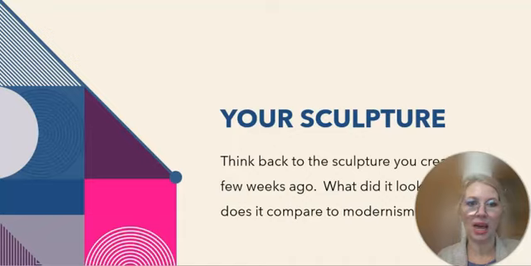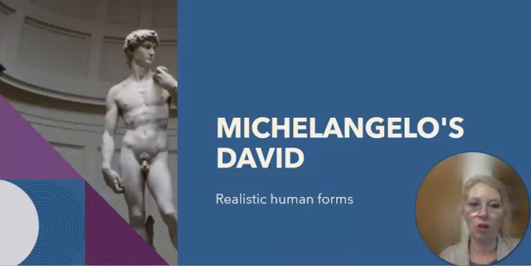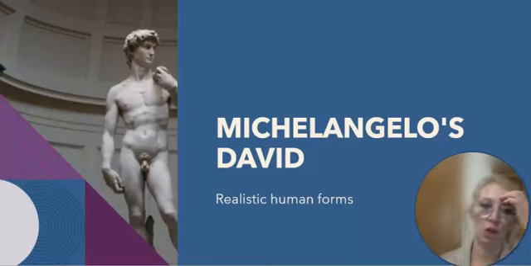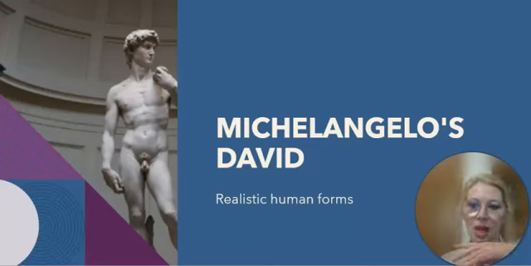So let's think back to your sculpture that you created just a few weeks ago. What did it look like? And how did it compare to what you've learned about modernism? So just a quick review. Here is Michelangelo's David. Before modernism, sculpture was all about human forms like Michelangelo's David. Every detail was carefully sculpted to look as lifelike as possible.